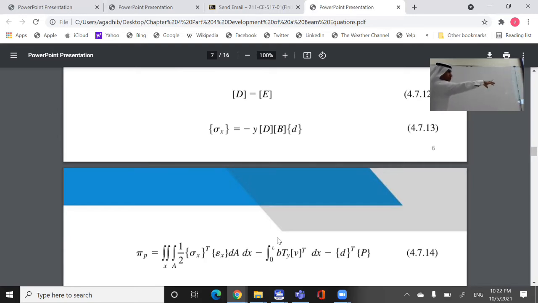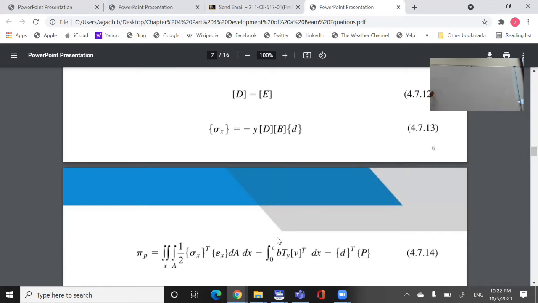Okay, let's substitute. What is sigma? First of all, what is the strain? Can you tell me the strain vector? Minus y d times d. And I think everybody knows d here, right? V1, V2, and okay.